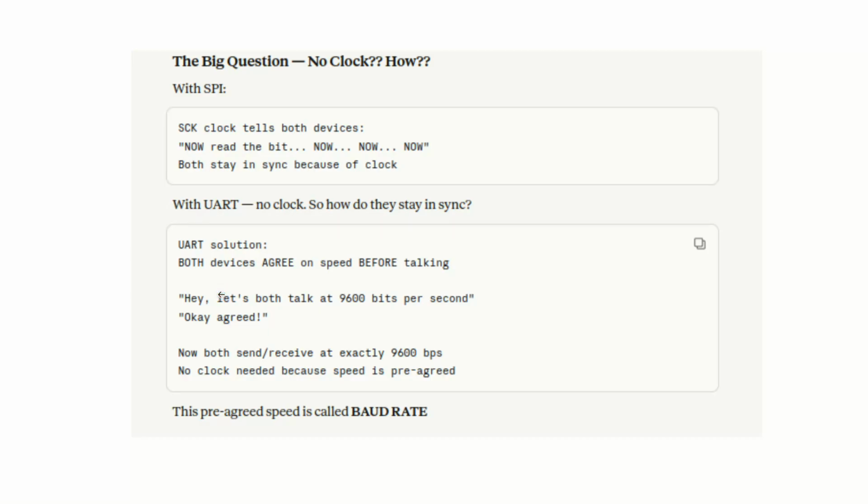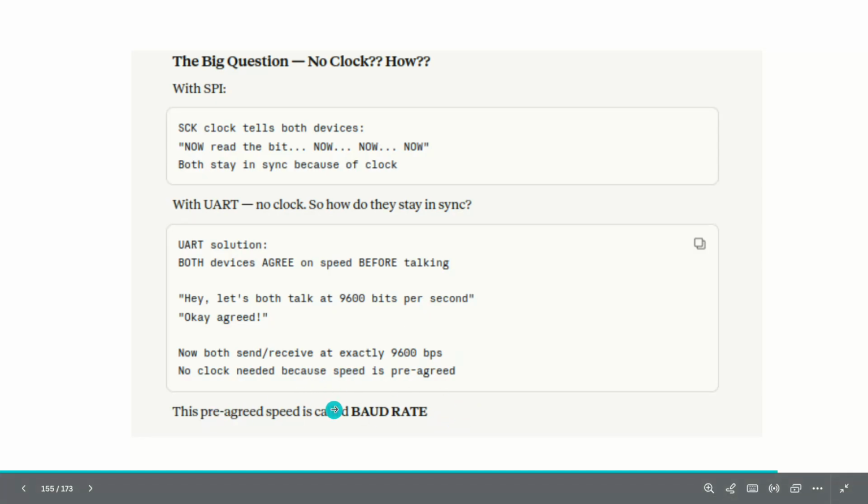In UART both devices agree on the speed before talking. Hey, let's both talk at 9600 bits per second. Okay, agreed. Now both send and receive at exactly that speed. No clock needed because the speed is pre-agreed. This pre-agreed speed is known as the baud rate.